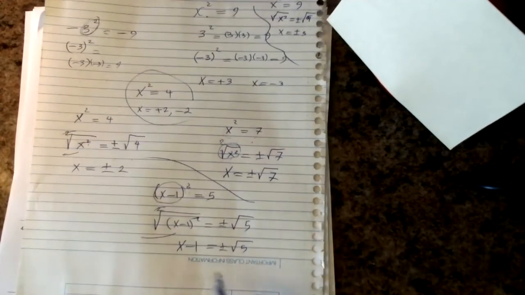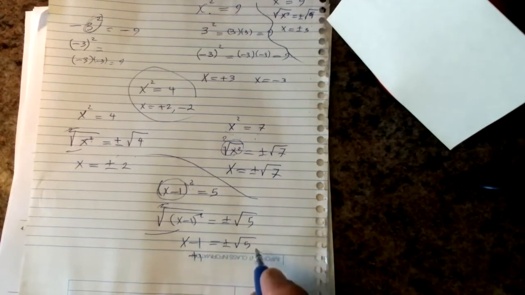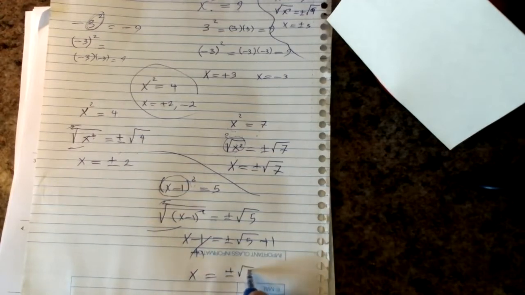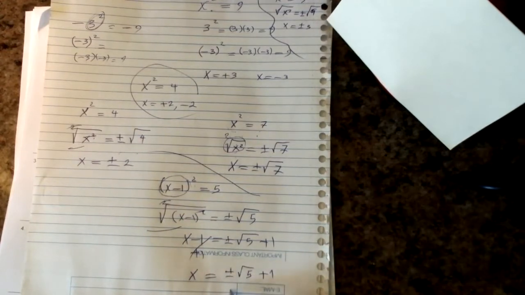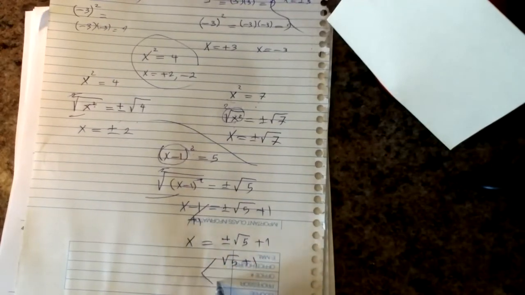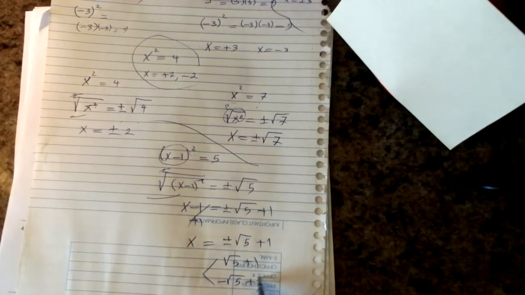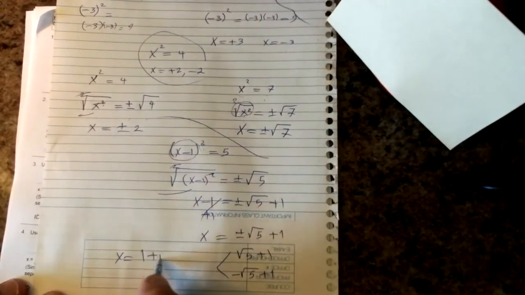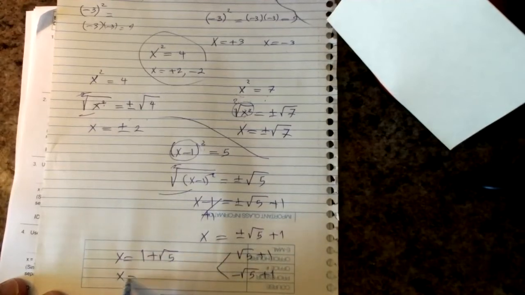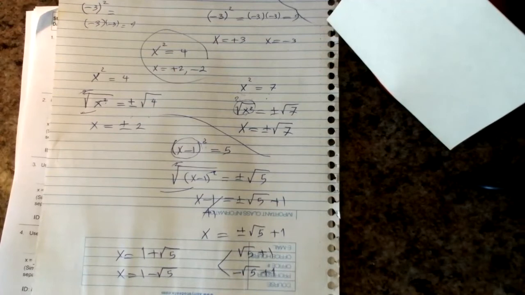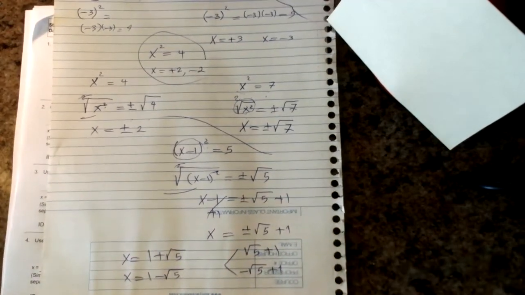So in that case, if I add 1 to both sides, then x has two answers, plus or minus radical 5 plus 1, which is what? Radical 5 plus 1 is one answer, and minus radical 5 plus 1 is another answer. Or you could just write x is 1 plus radical 5, and x is 1 minus radical 5. Either one is correct. Okay, so that is the method of square root.